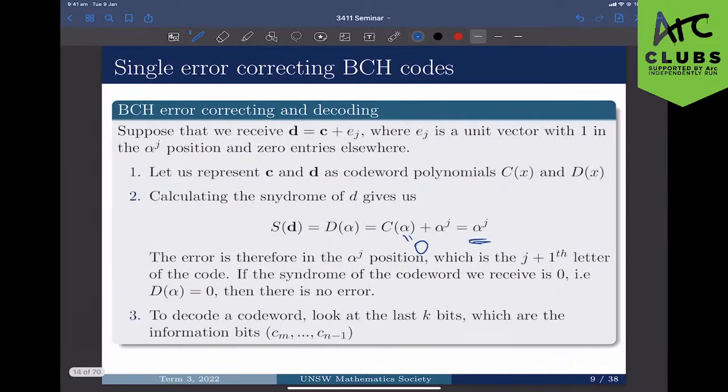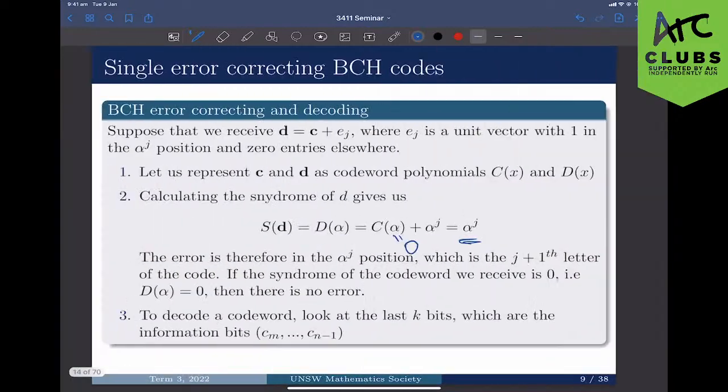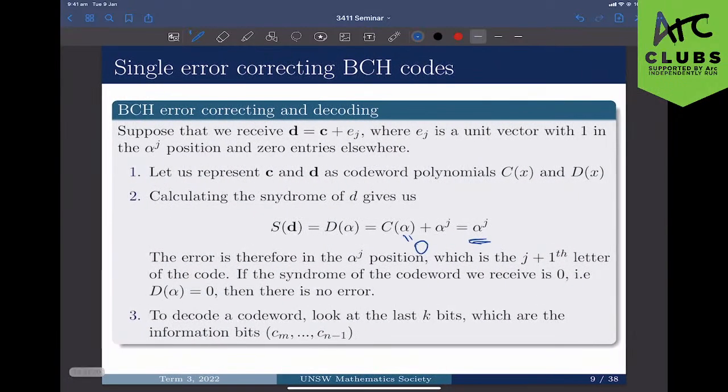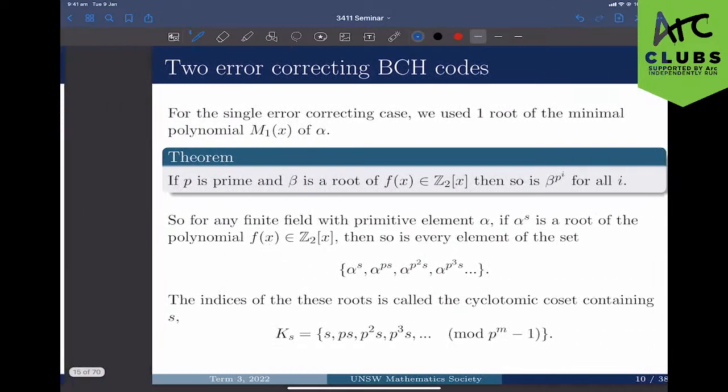So we don't do any examples for the single error correcting case. So we just move straight on to the 2 error correcting case, because solving the 2 error correcting BCH case is pretty much similar to the single error correcting case. And for the most part, the exams tend to examine the 2 error correcting case. So I'll just move on to the 2 error correcting case.